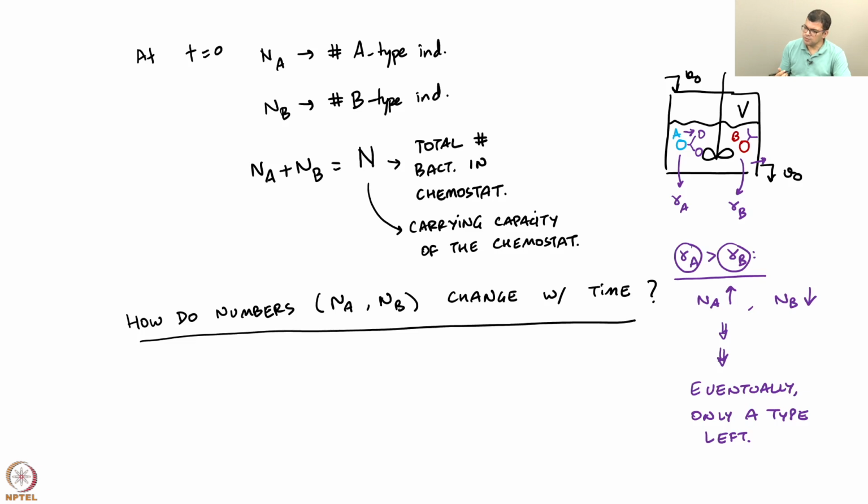But through this model, what we want to do is build a quantitative understanding of how much time it will take for the population of A to be 90% of the entire population present in the chemostat, or how much time it will take before there are only 10 individuals of B type left in the entire reactor whose carrying capacity is, let us say, 10 to the power 11, and so on and so forth. It is this type of quantitative framework that we seek to develop.